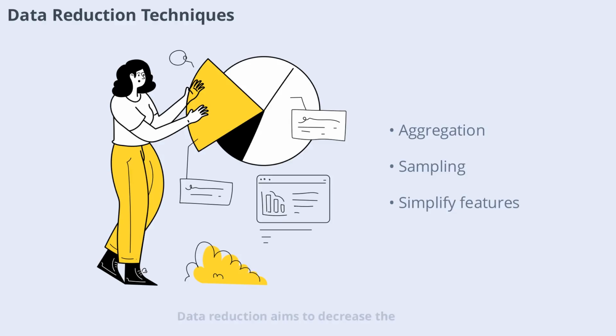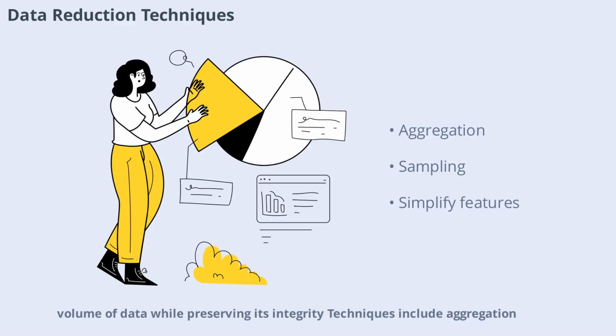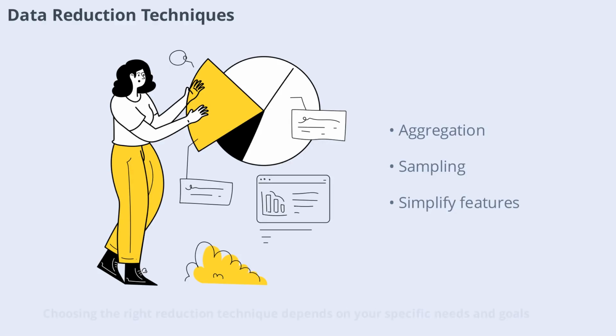Data reduction aims to decrease the volume of data while preserving its integrity. Techniques include aggregation, sampling, and dimensionality reduction. Aggregation combines data points, sampling selects a representative subset, and dimensionality reduction simplifies features. These methods help manage large datasets, reduce storage costs, and speed up analysis. Choosing the right reduction technique depends on your specific needs and goals.